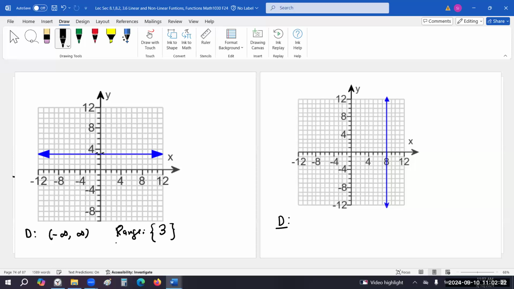Skylar, what do you think is the domain? Domain means what x values you see. Do you see any other x values? Good. So domain contains only one number, 8. So we are going to use a curly bracket to represent that.